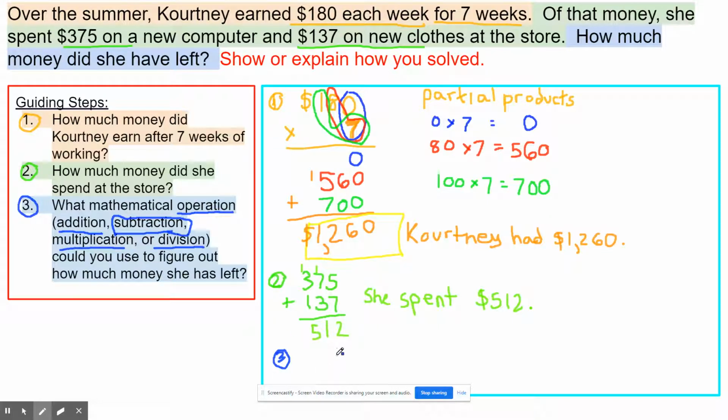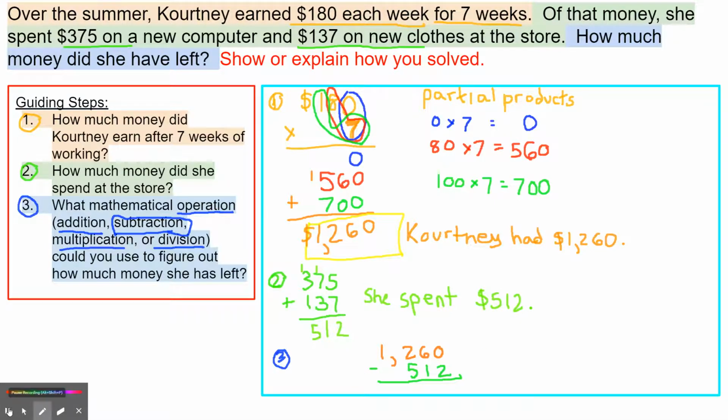So our subtraction sentence: we would need to take the money that she earned, which was $1,260 for all 7 weeks of work, and subtract from that the amount she spent. So we would subtract $512 from 1,260. I know I'm getting low on my screen here, but pause this video, try this subtraction problem, and then unpause it to check and see if you got the same answer as me.